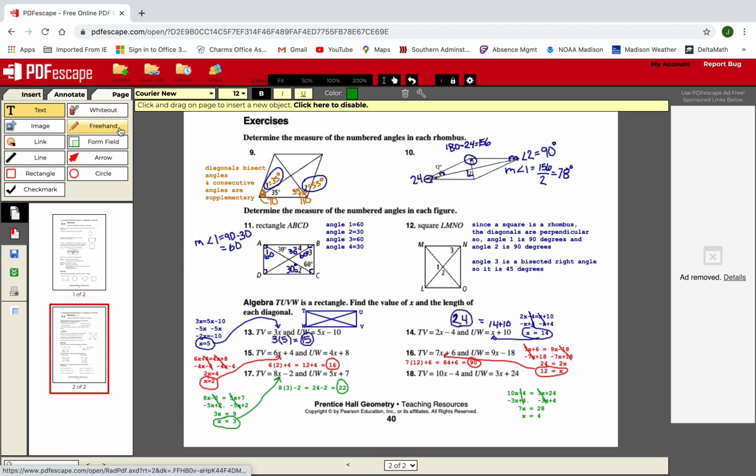So now I have a value for x, which is a good thing, because I need to pop that back into one of these equations. So if x is 4, I think I'm going to put it back into this one. I can multiply by 10, and that will be nice and tidy. Instead of saying 10x minus 4, I'm going to say 10 times 4 minus 4, which is 40, minus 4, which is 36. So now I also have the length of my diagonals for that one.